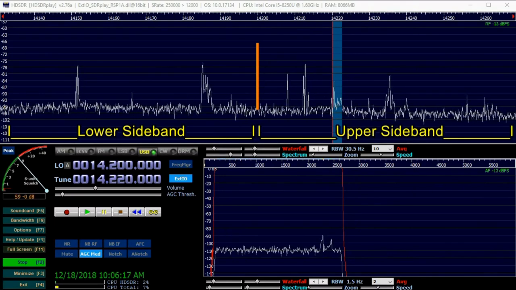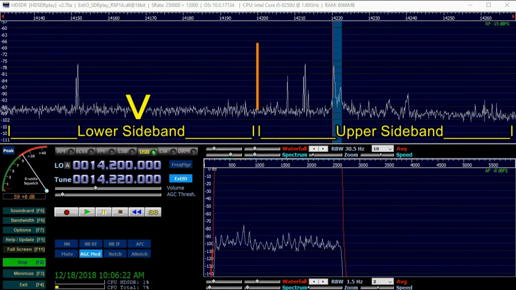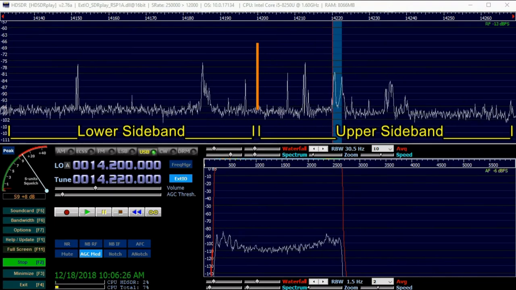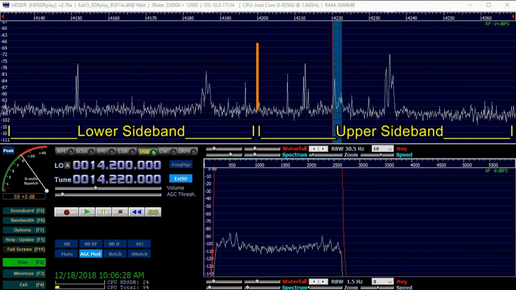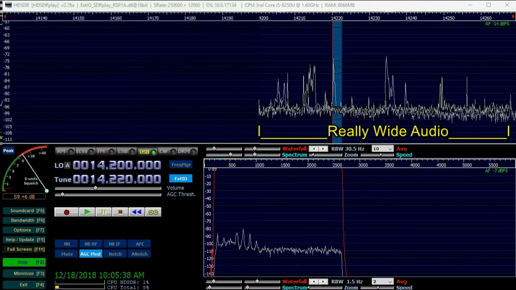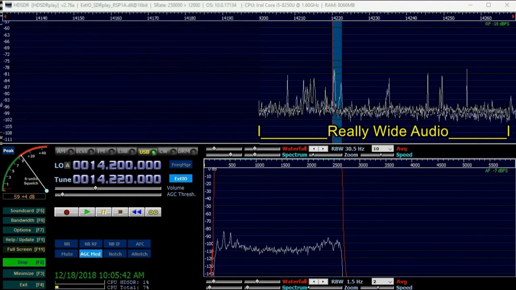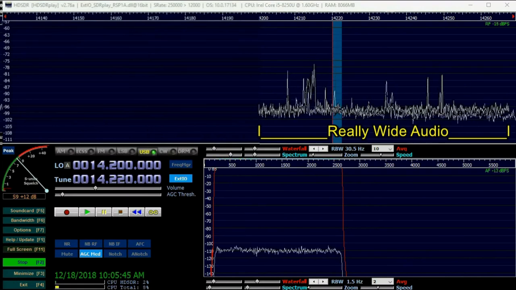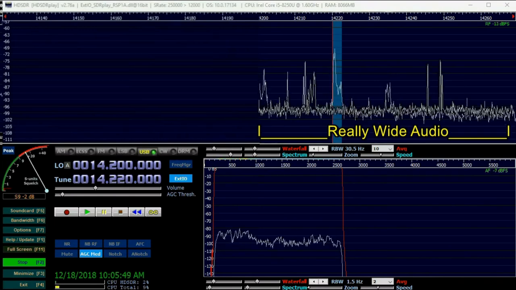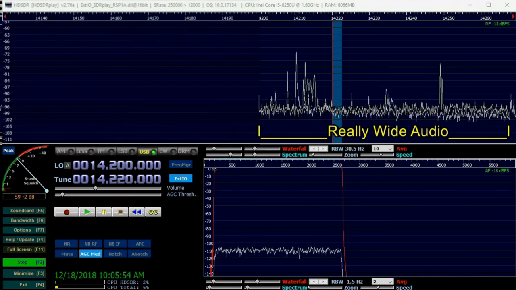Since the signals above the 14.2 megahertz carrier are different from the signals below the 14.2 megahertz carrier, the upper sideband is different from the lower sideband. We then detect this sort of AM signal. This gives us a very wide audio signal, around 100 kilohertz in our example. But now we have kind of a mess. All the signals above 14.2 megahertz are commingled with all the signals below 14.2. But we can do something to get them apart again.